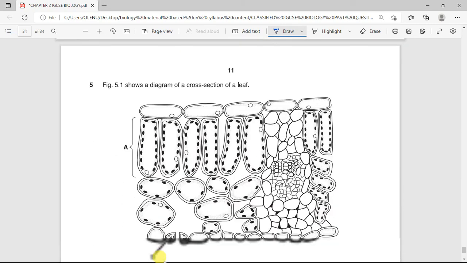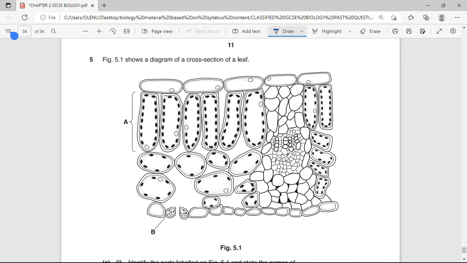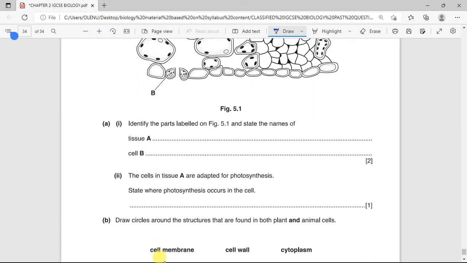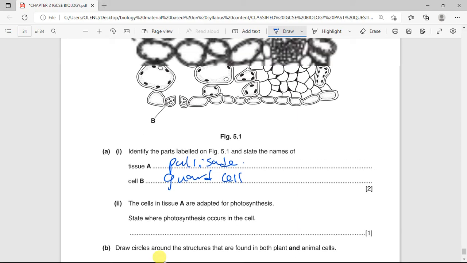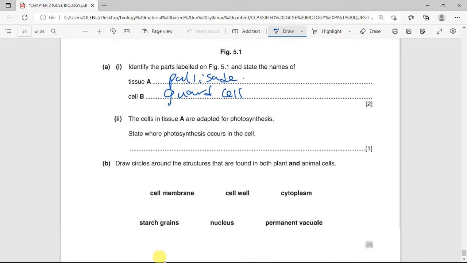Now, figure 5.1 shows a diagram of a cross section of a leaf. Okay, so this is the palisade mesophyll tissue, because you're looking at this group of cells, and these are your guard cells. So palisade mesophyll tissue, and these are guard cells. They control the opening and closing of stomata. Now, the cells in tissue A are adapted for photosynthesis. State where photosynthesis occurs. Photosynthesis occurs in the chloroplast.